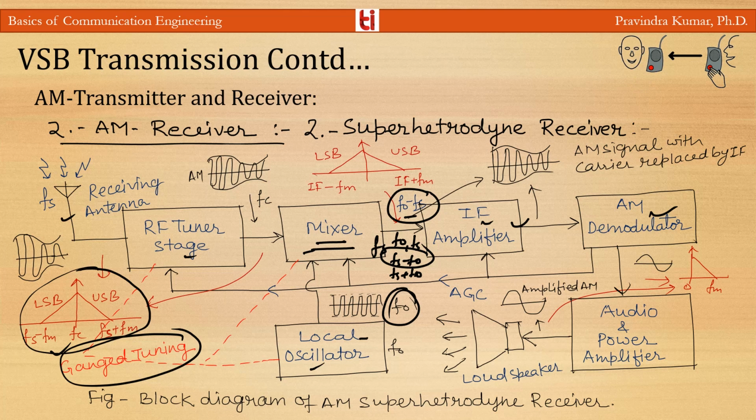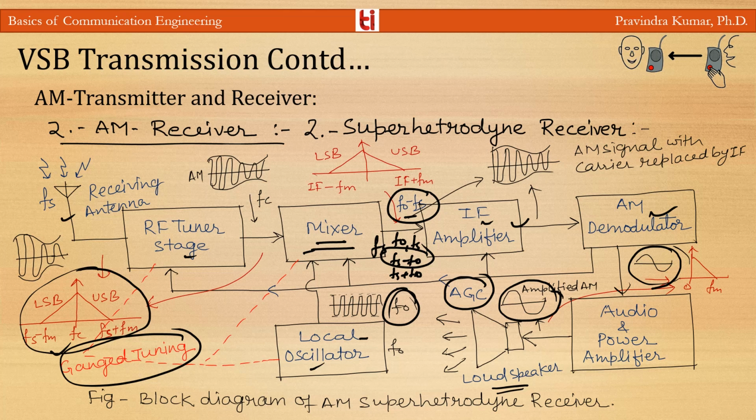Here the automatic gain control, AGC, controls the gain of the RF and IF amplifiers to maintain a constant output voltage level even when the signal level at the receiver input is fluctuating. So to maintain the constant voltage level, we use automatic gain control. And here you can see this is the demodulated baseband signal, and after amplifying, this is the amplified baseband signal. This is given to the loudspeaker.